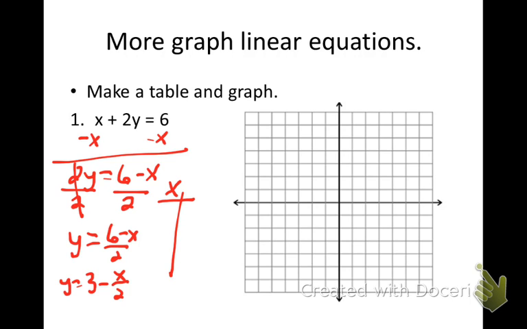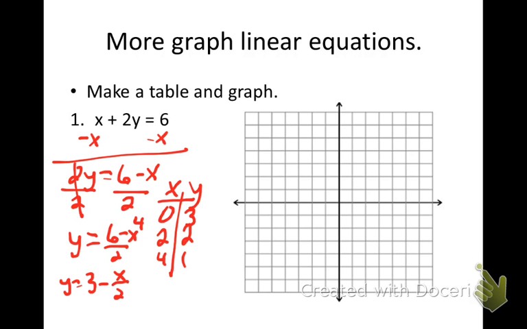So I'm going to make my xy table. I think I'll use this first equation, but I'm going to learn from this to choose even numbers. So I put in a 0. 6 minus 0 is 6. Divided by 2 would be 3. If I put in a 2, 6 minus 2 is 4. 4 divided by 2 is 2. If I put a 4 in here, 6 minus 4 is 2. 2 divided by 2 is 1.